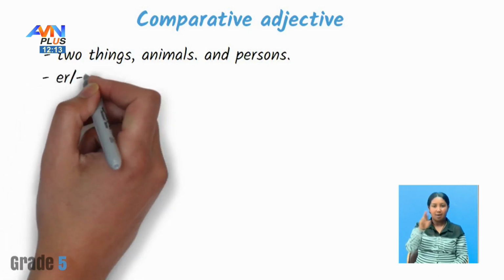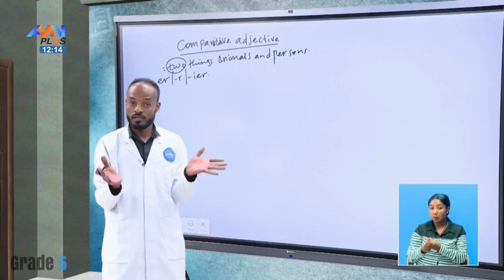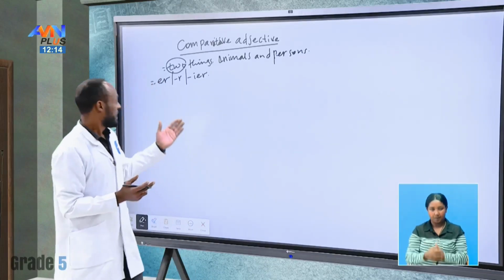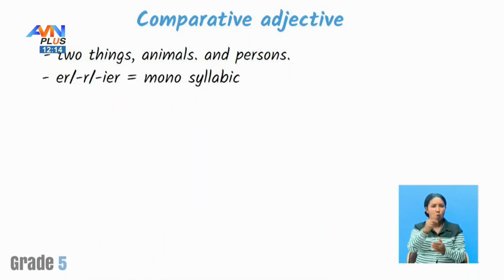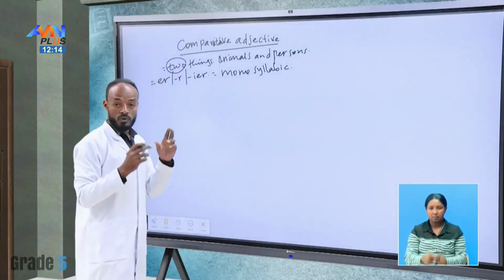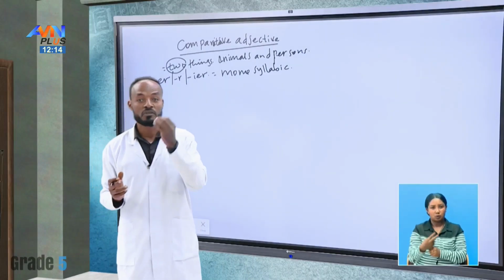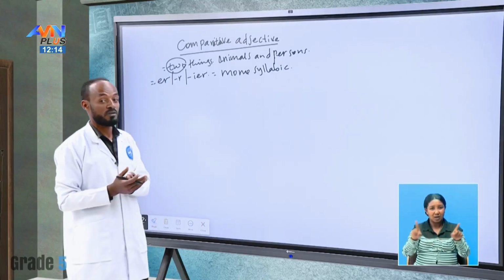ER. Or maybe we can use R. And also we can use IER, depending on the given word or the given adjective. Especially if we're talking about monosyllabic. Do you know mono? Monosyllabic means the word which has a single sound. Most of the time, with some exceptions, they can be said within monosyllabic.